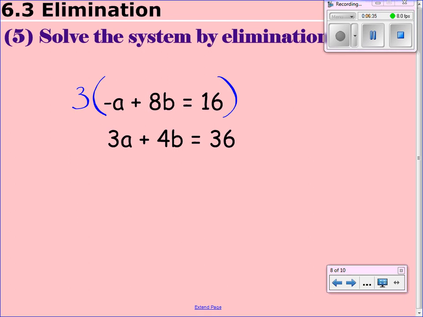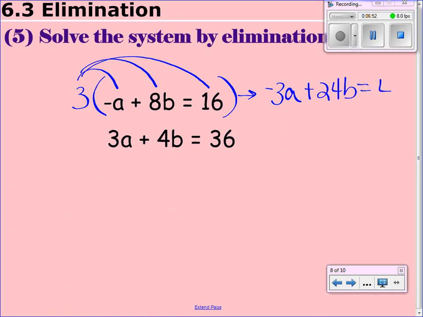So I can use the distributive property and multiply every term by 3. And you're allowed to do that. You can do anything to any term as long as you do it to all the terms. So now my new equation is going to be -3a plus 24b equals 48. My bottom equation, I'm just going to rewrite just like it is. There's nothing to change on that one.